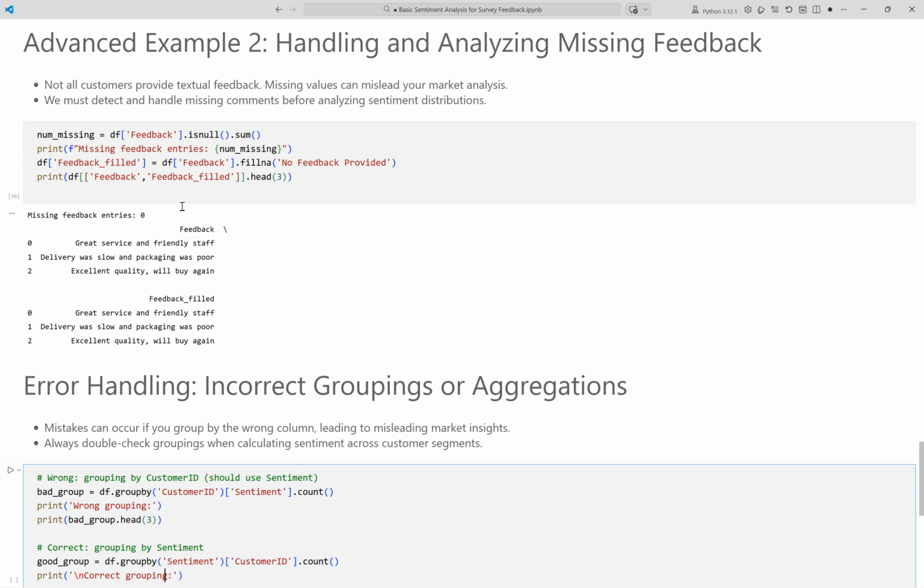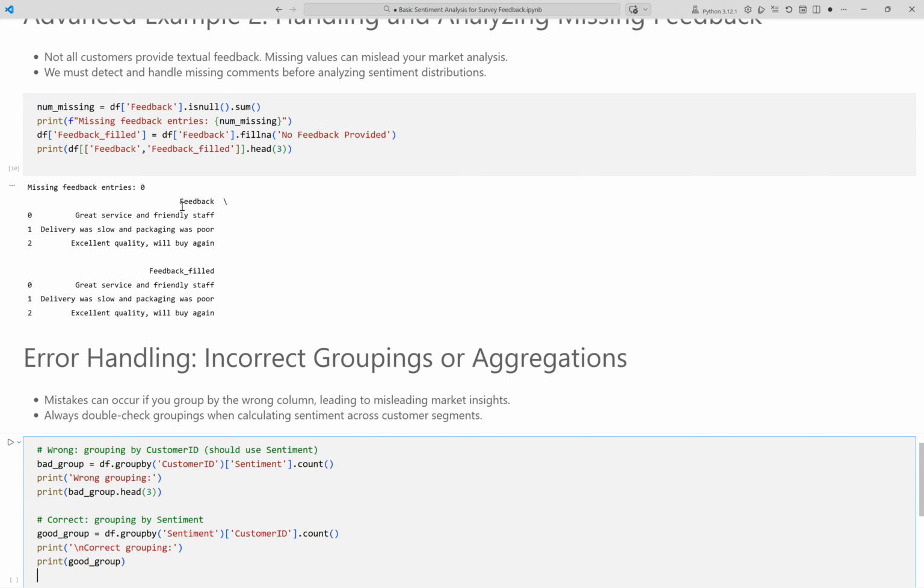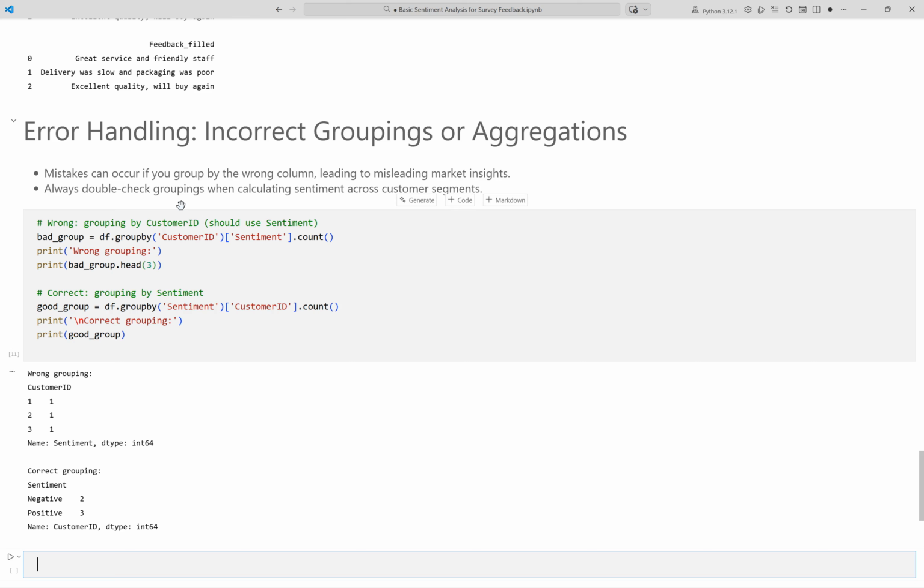Running the cell now. The first output mistakenly groups by customer ID, showing a count of one sentiment per individual customer, which doesn't reveal overall sentiment trends. In contrast, the correct grouping by sentiment aggregates customer counts per sentiment category, highlighting there are 3 positive and 2 negative sentiments. This demonstrates the importance of grouping by the right column to accurately summarize customer sentiment patterns.